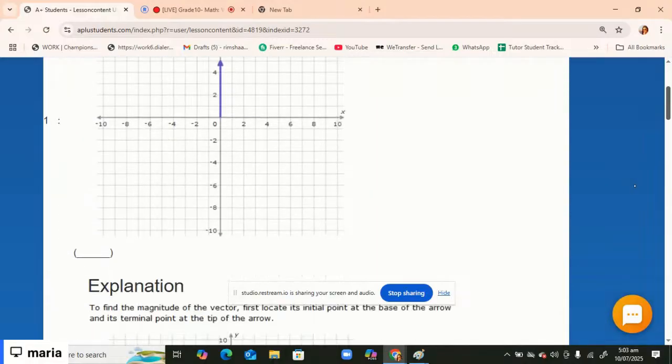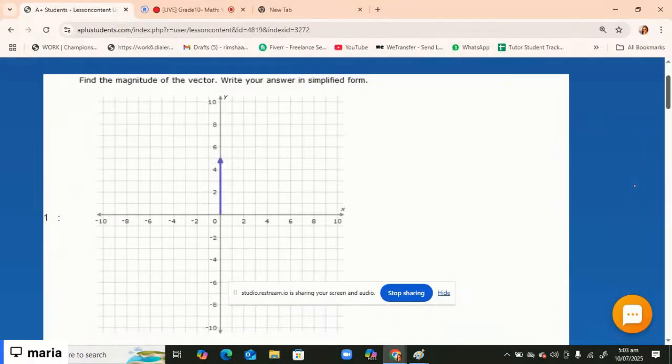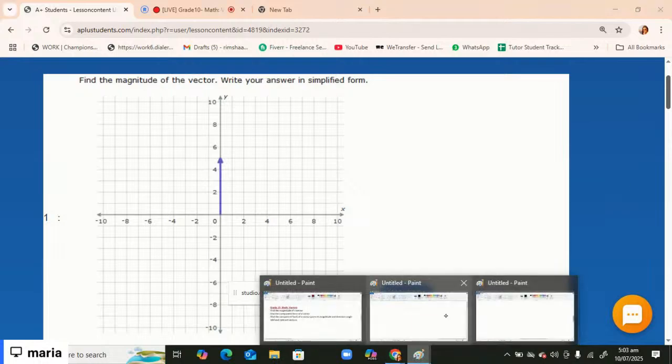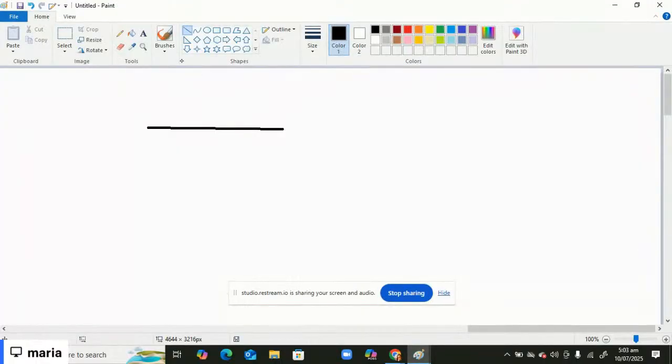So here basically the four quadrants are given. This is the x-axis, negative x-axis, y-axis, and negative y-axis. And now the vector representation. This shows the vector, this is the sign of the vector, and here is the arrowhead. Okay, this shows the vector.